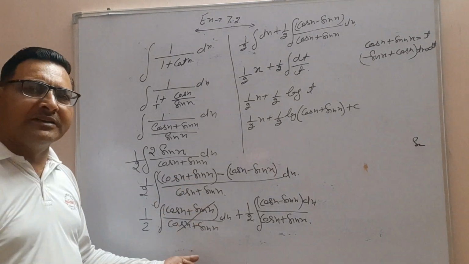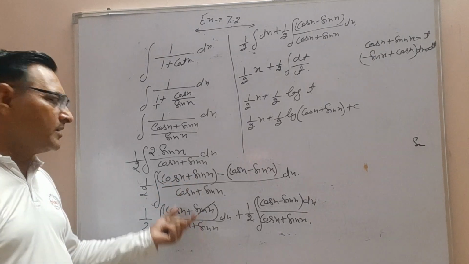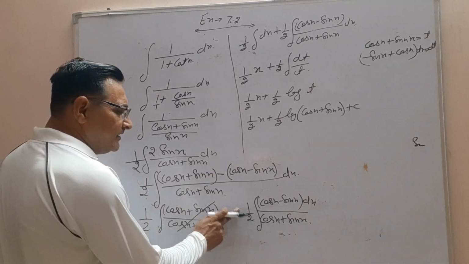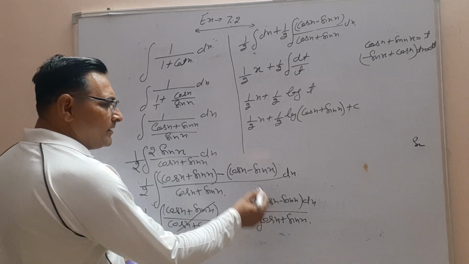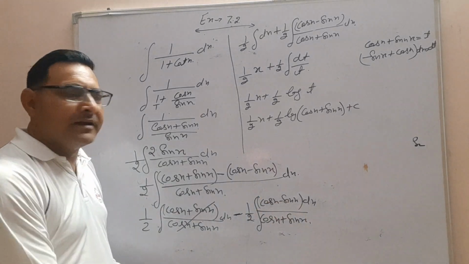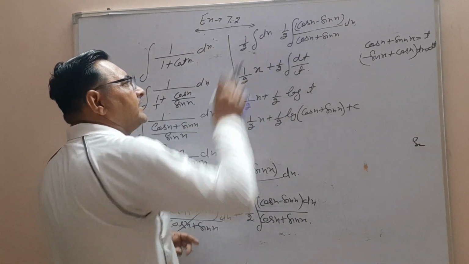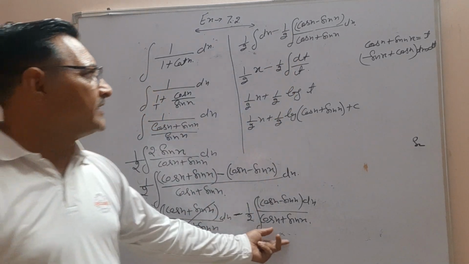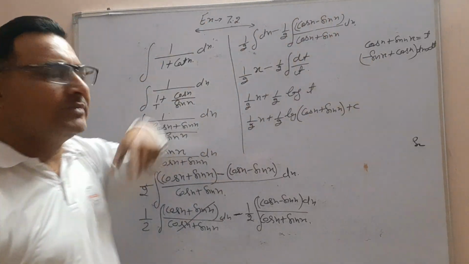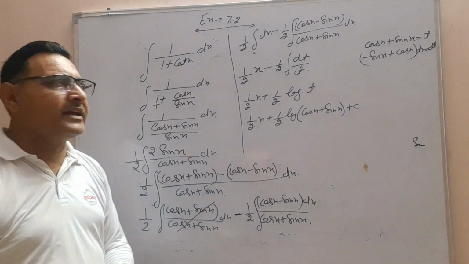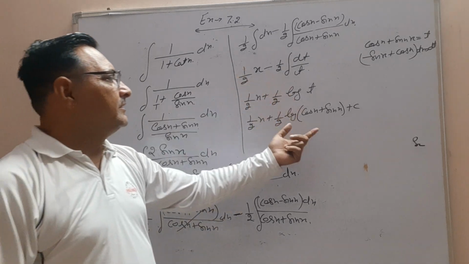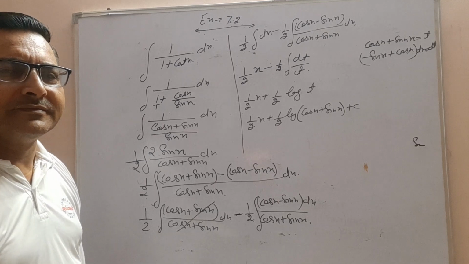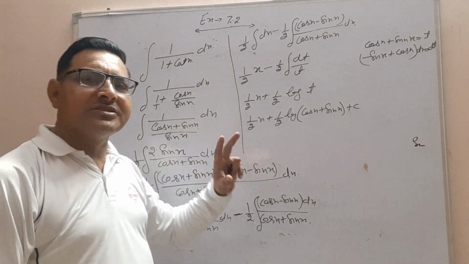Now again the same method is there. You have to separate these terms, cos x plus sin x upon cos x plus sin x, and there will be a negative sign, that is minus 1 by 2. Next term is the same. Only you will write there the negative sign, and again you will put the same function as t. You will get the derivative in the numerator, cos x minus sin x, and again integrate it, you will get the same answer. Clear? Both the questions are the same.